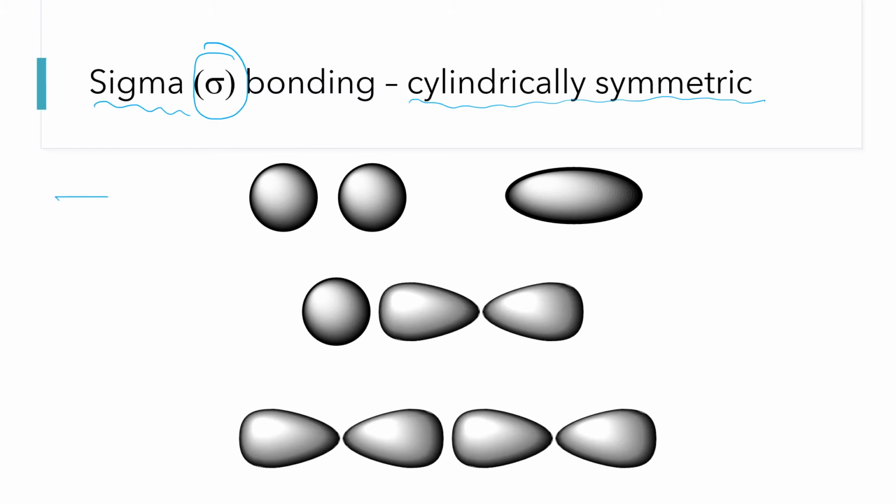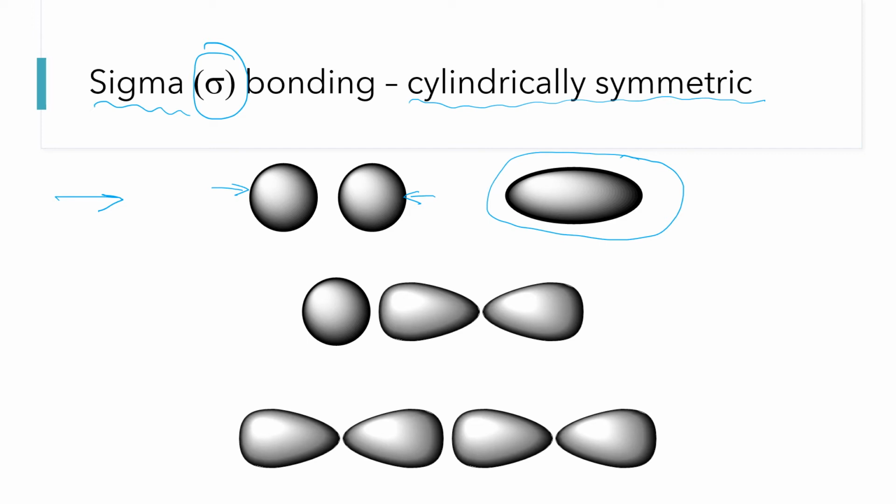So in this first row, what I'm trying to show is two hydrogen atoms with their 1s orbital. If these two hydrogen atoms move a little bit closer to one another so that their orbitals start to overlap, we end up with something like this, what's drawn here on the right, which we will call cylindrically symmetric.